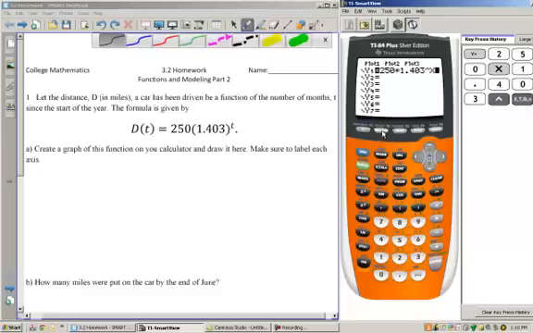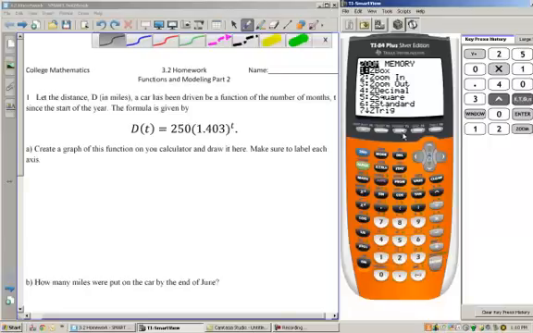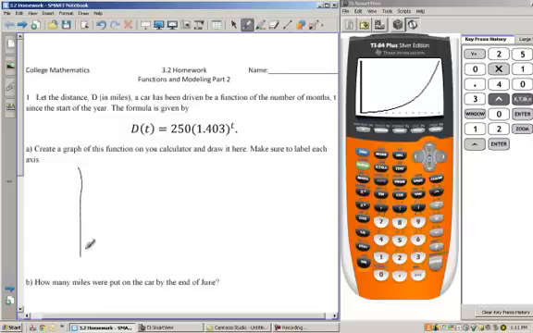We'll have to make our window. So for our window, we'll start at 0 months, and we can go to, let's just do 12, right? That's 1 year. And then you can hit zoom and go to zoom fit. So scroll through them and find zoom fit, hit enter, and you should get a nice looking graph. Right, so it starts at the bottom, and slowly over time the distance, the mileage on the car goes up. And so on here, I'll draw my graph.